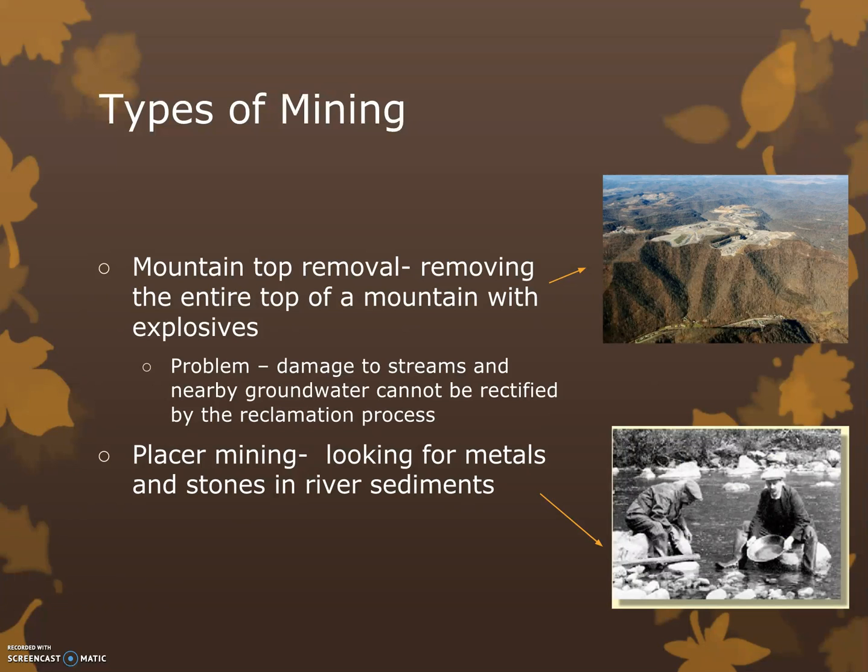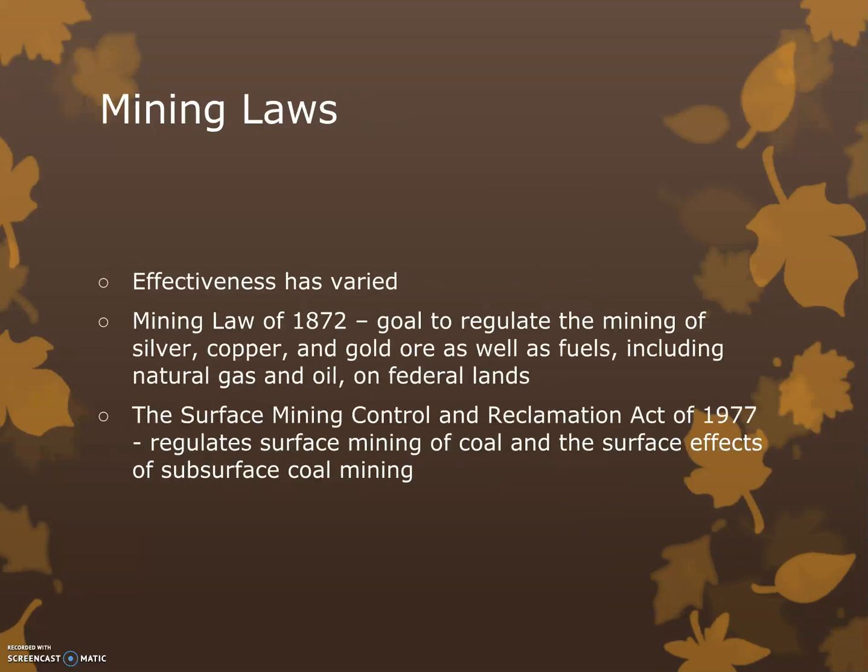Mountaintop removal is removing the entire top of a mountain. There's a picture that used explosives. Damage to streams and nearby groundwater cannot be rectified by the reclamation process because it's such a violent way to mine. And then placer mining, looking for metals and stones in river sediments, is much less common today.